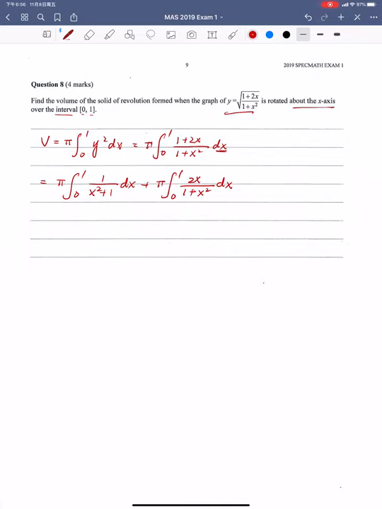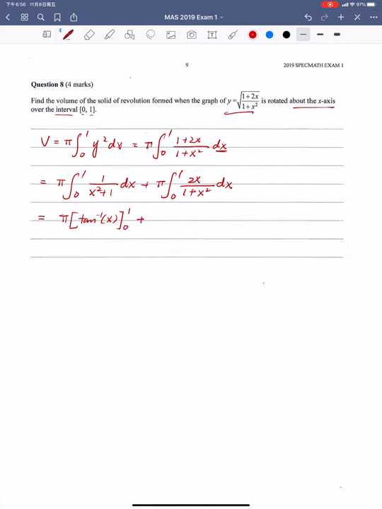I'm separating a big fraction into two smaller fractions. By doing that, I will be recognizing the pattern of the integral. 1 over x squared plus 1 will give us tangent inverse. If you refer to our formula sheet, the official VCAA formula sheet.